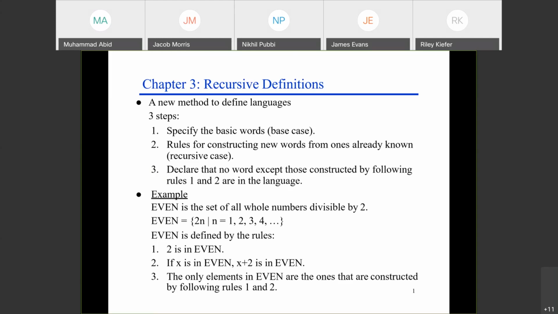The way you define your base case, the way you generate your rules for construction of your language, it should be so concise, so compact that by using those rules and restrictions and the base case, you should be able to generate all possible words of that language. That's the idea behind that.